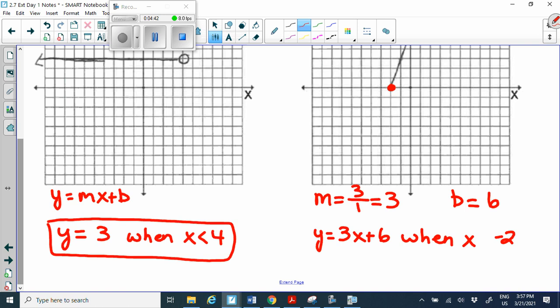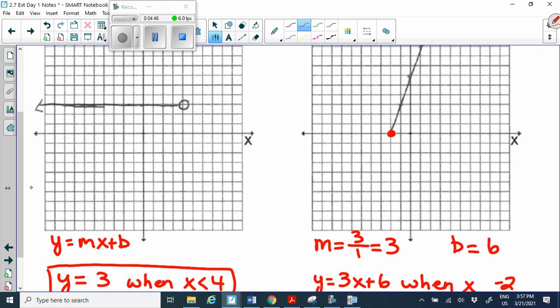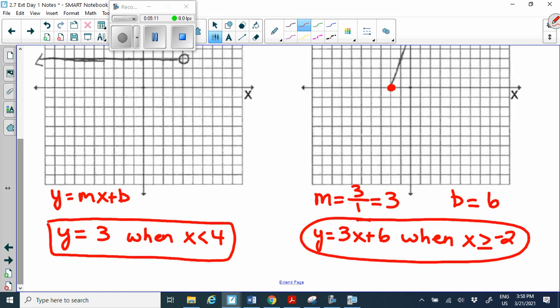Now, our next thing is to determine, are the x values getting larger than -2 or smaller? Well, it looks like my graph is going to the right-hand side. So that means if I'm going to the right, my x values are getting larger. So that means I'm going to have a greater than. And is our point open or closed? It's closed. So that means we will have an equal bar. So our restriction is x is greater than or equal to -2. So our final answer here is going to be y equals 3x plus 6 when x is greater than or equal to -2.